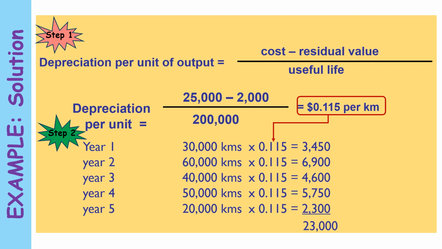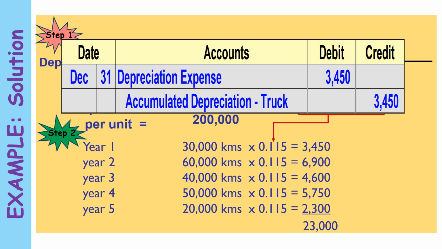Once the amount is calculated, we need to record it. I will show you the entry for the first year, and the entry for the other years will be the same, except the amounts will change. So at the end of the first year, the entry would be to debit depreciation expense 3,450 and credit the accumulated depreciation for that asset, which is the truck, $3,450. We will repeat the same entry for the next period, year 2, but with different amount, which is 6,900.